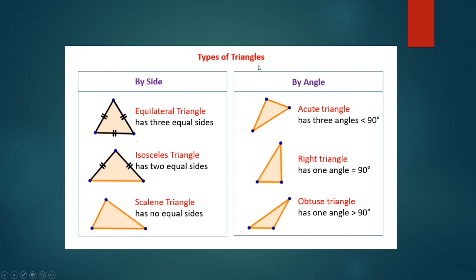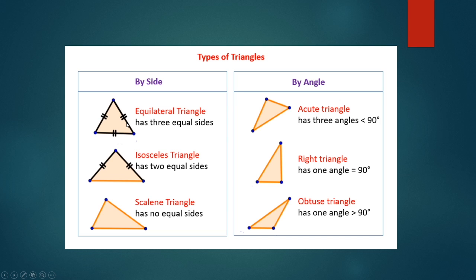Types of triangles. Depending on their sides, triangles are classified into three types, and depending on their angles, triangles are also classified into three types. First, depending on the sides. If all the three sides of a triangle are equal, we call it an equilateral triangle. If only two sides are equal, then we call it an isosceles triangle. If all the three sides are of different length, if they are not having any equal sides, we call that triangle a scalene triangle.